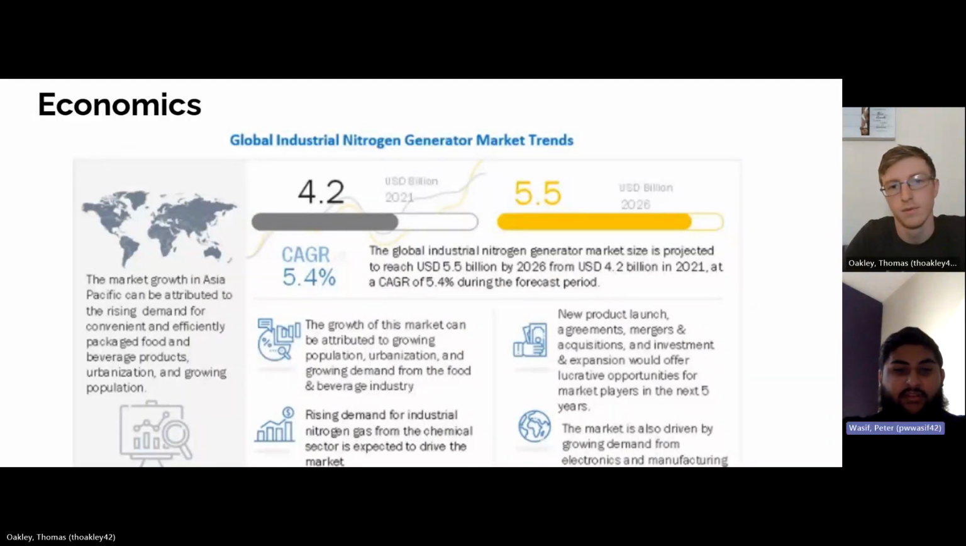As well as the growth rate in the market, we can also appreciate the growth in the population, urbanization, and demand now for nitrogen generation products in our various industries, for example, food and beverage, or any of the others listed in the previous slide.